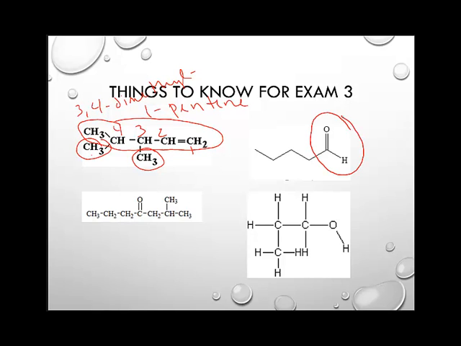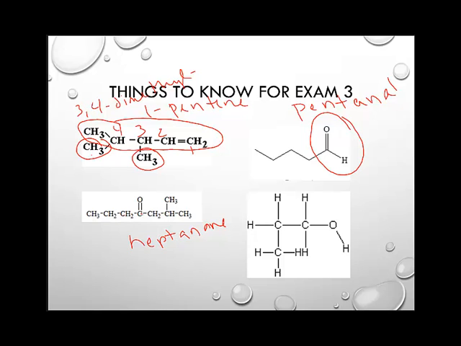This is an aldehyde, not a ketone, because it's at the end. 1, 2, 3, 4, 5. 5 is pent. It's usually going to be pentane. We're going to take off the E and add an al for aldehyde. This is another ketone. 1, 2, 3, 4, 5, 6, 7. 7 is hept. Instead of heptane, it's heptanone.